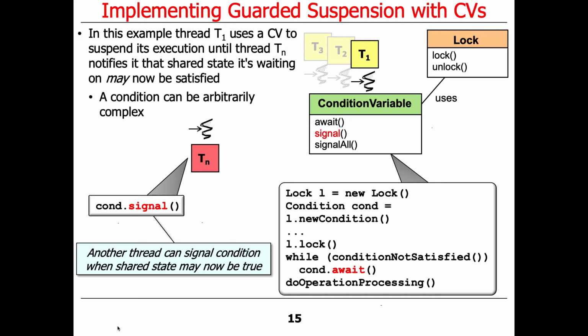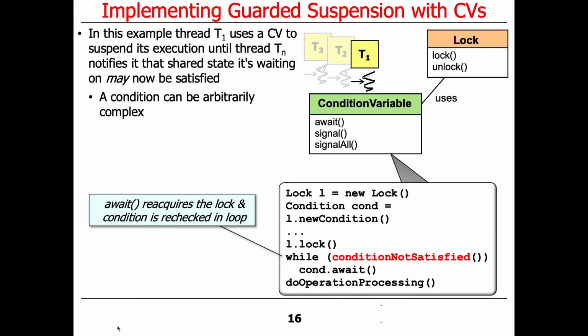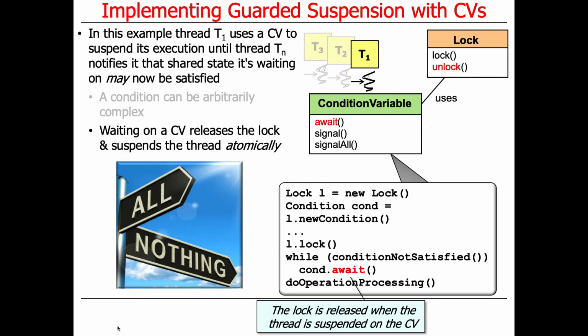Now, how do you get awakened? If another thread comes along and signals the condition, saying things may now be more desirable for another thread that's waiting, then that will go ahead and wake up the condition that's asleep. And then with the lock held, it'll recheck the condition to see if it's satisfied. And again, it doesn't have to be a method call. It could be some arbitrary expression involving shared state. So that's basically the protocol here.